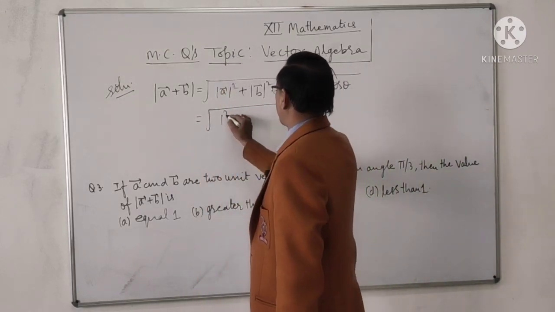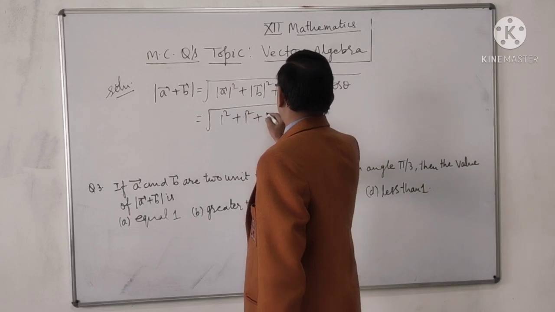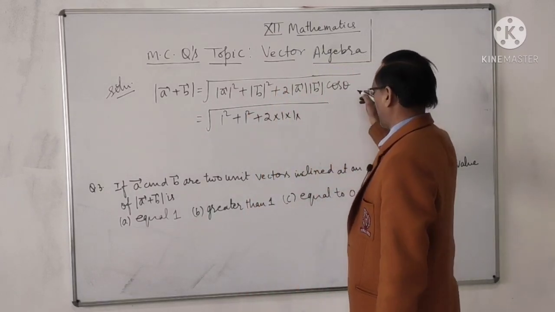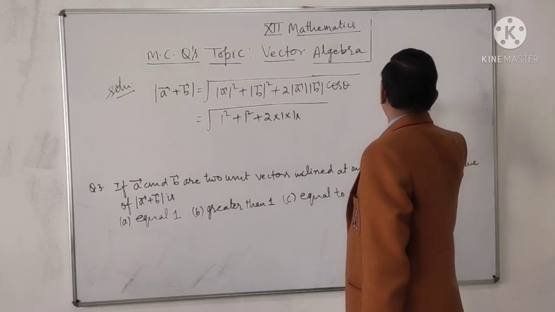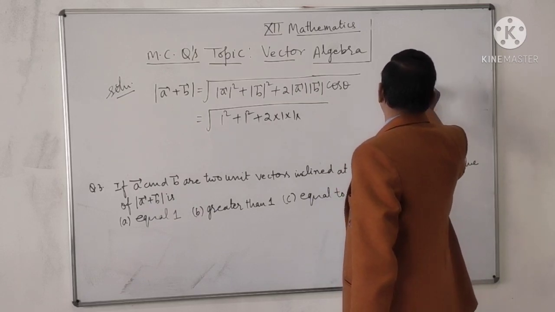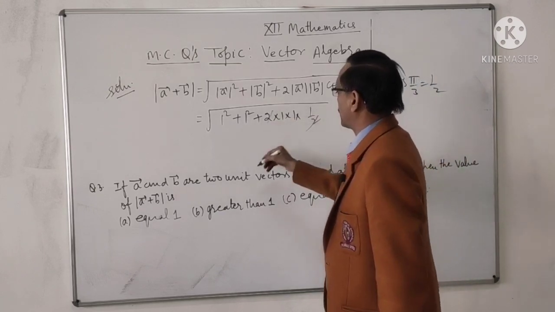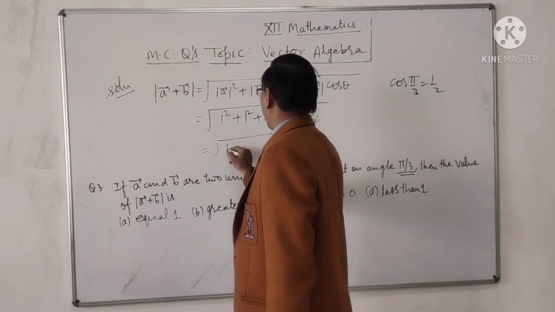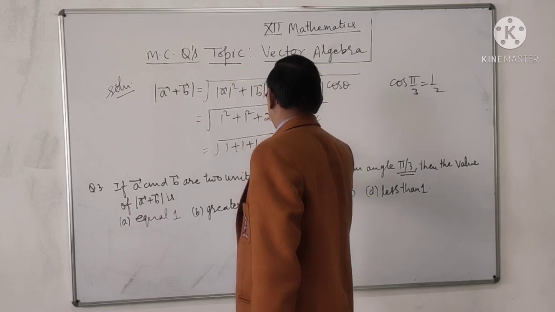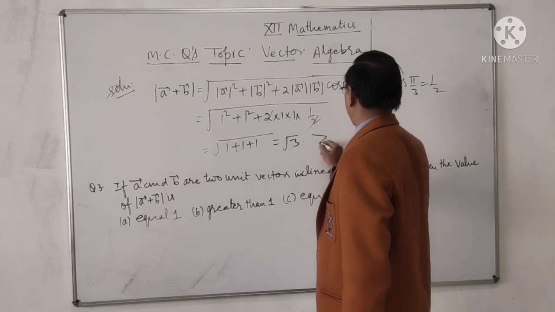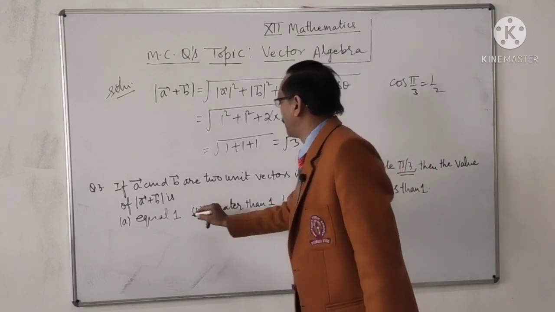So it is 1 square plus 1 square plus 2 times 1 into 1 into cos pi by 3, and cos pi by 3 is 1 by 2. So it is 1 by 2. The 2 cancels. It is 1 plus 1 plus 1. It is root 3. So it is greater than 1. And option B is correct here.